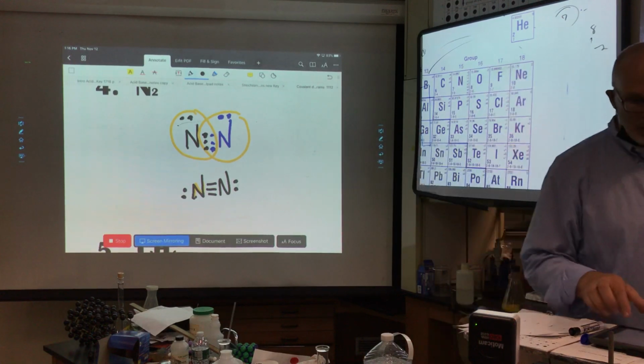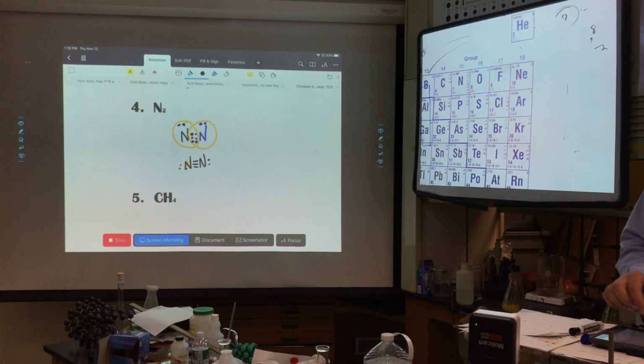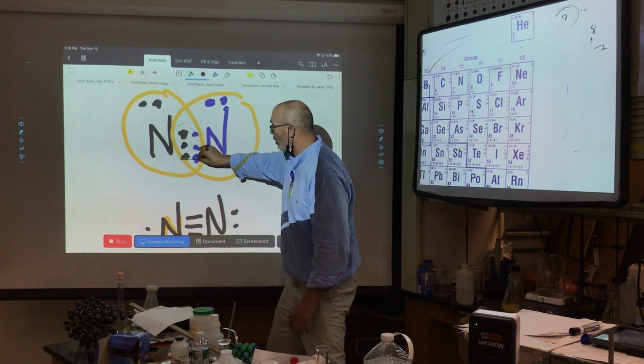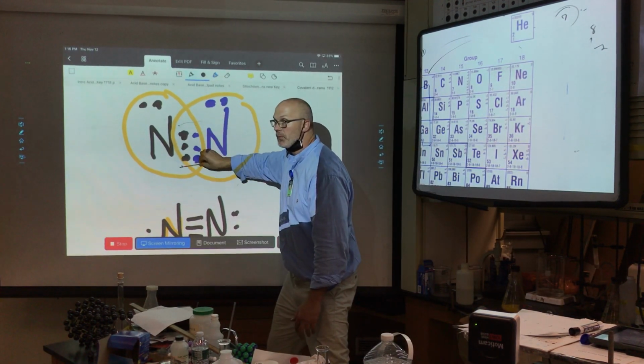Wouldn't there be 3 bonds? Pairs of electrons that are shared. 1, 2, 3.